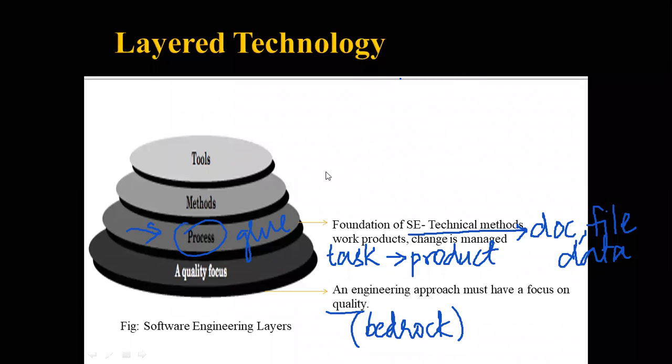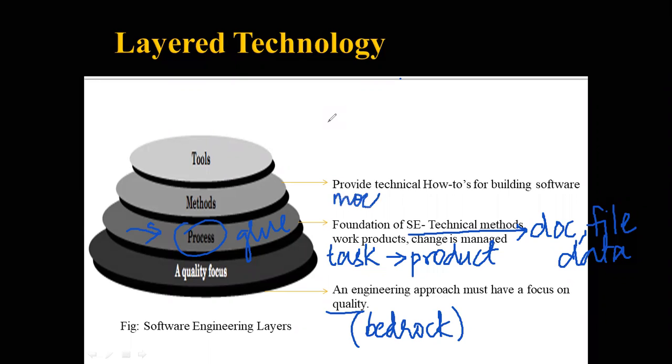The next layer is methods. Within this method phase, it is going to provide you with the technical how-tos for building software. How-to means how you're going to develop a particular software. That is going to be identified here. There might be more than one technique for developing specific software, so between them, you're going to identify which best suits the particular application that you're developing.